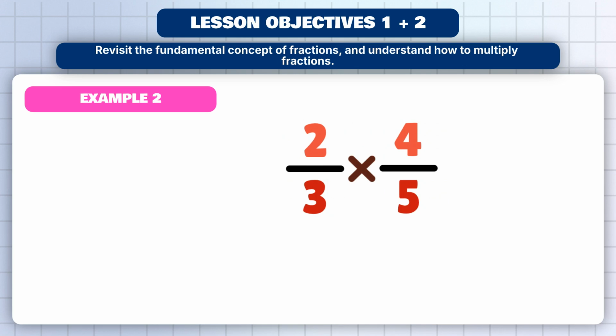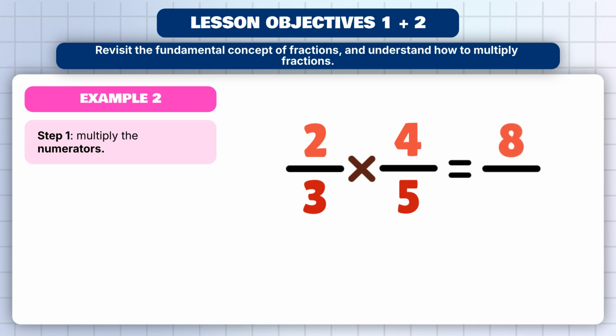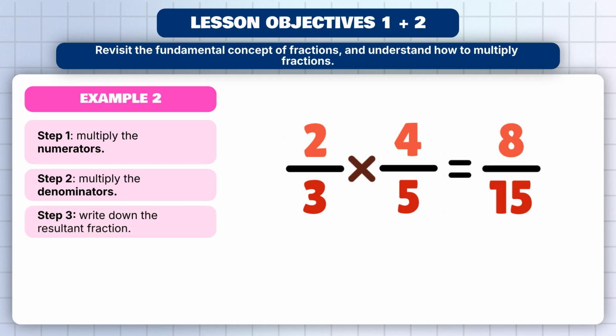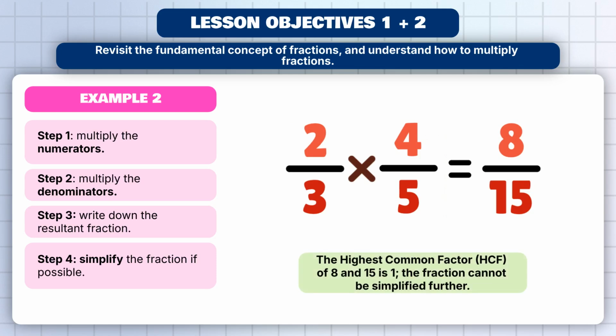We start by multiplying the numerators. 2 multiplied by 4 is equal to 8. Next, we multiply the denominators. 3 multiplied by 5 is equal to 15. Finally, combine the results and simplify if necessary. The highest common factor of 8 and 15 is 1, so this fraction cannot be simplified further.